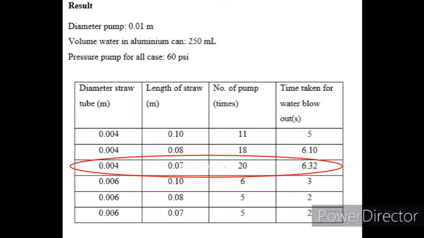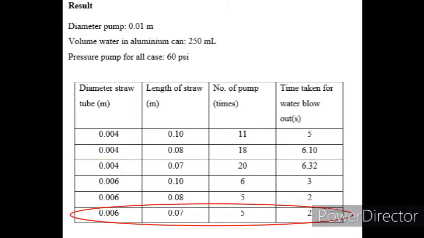On the other hand, when using a 0.006 meter diameter for the tube, 0.007 meter for the length of the straw, and only 5 pumps, it only takes 2 seconds for water to blow out. It means that the larger the diameter of the straw tube, the faster the time taken for water to blow out.